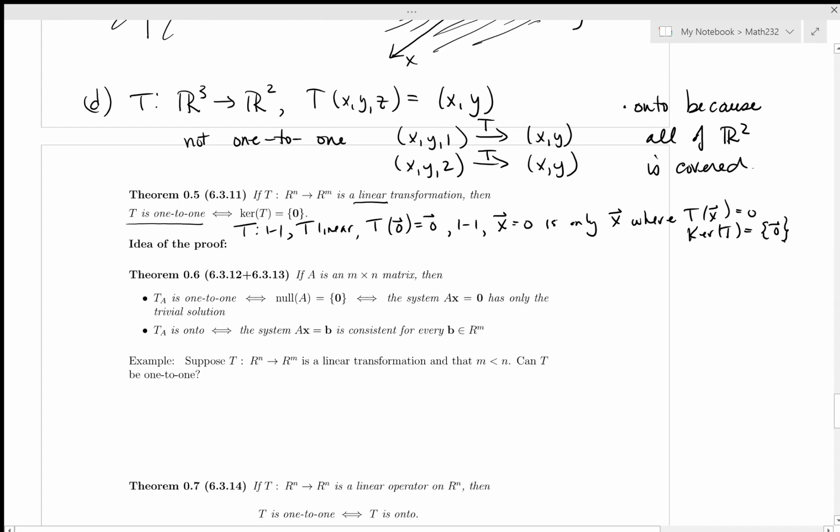Okay, then we go the other way. We assume that the kernel of T is the 0 vector. And then we take x1 not equal to x2. And that means that x1 minus x2 is not equal to 0. And that means x1 minus x2 is not in the kernel of T.